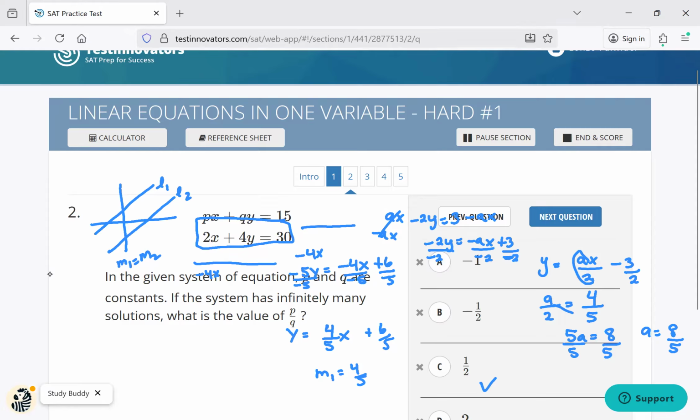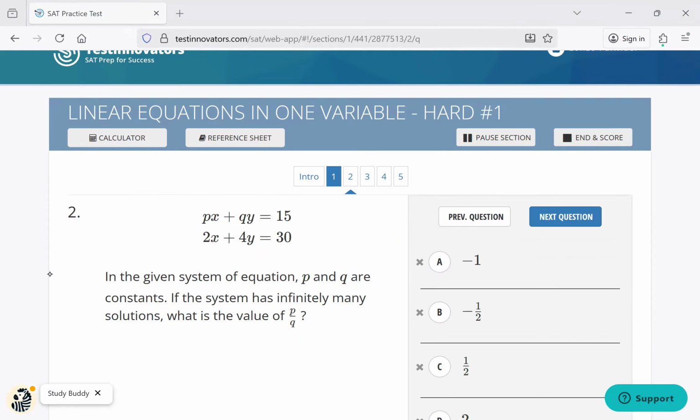Okay, question two says, in the given system of equations, p and q are constants. If the system has infinitely many solutions, what is the value of p over q? So we've got to figure out p and q, and we've got to figure out what it means when two linear lines have infinitely many solutions.